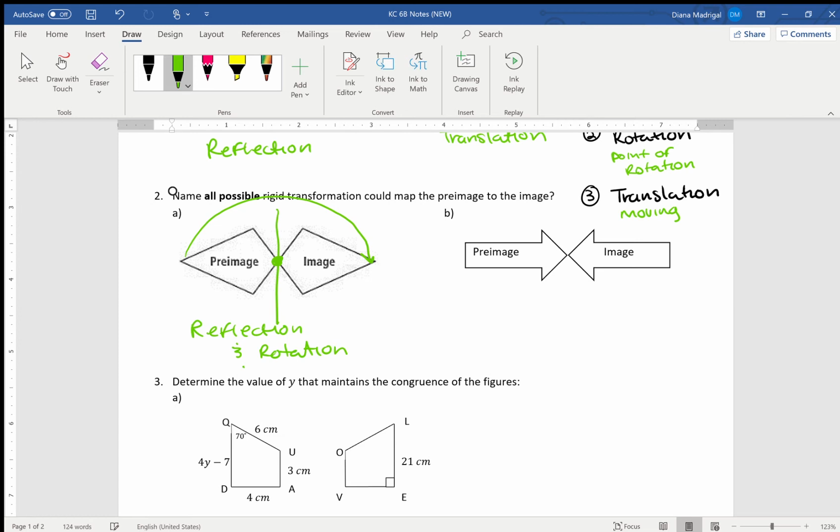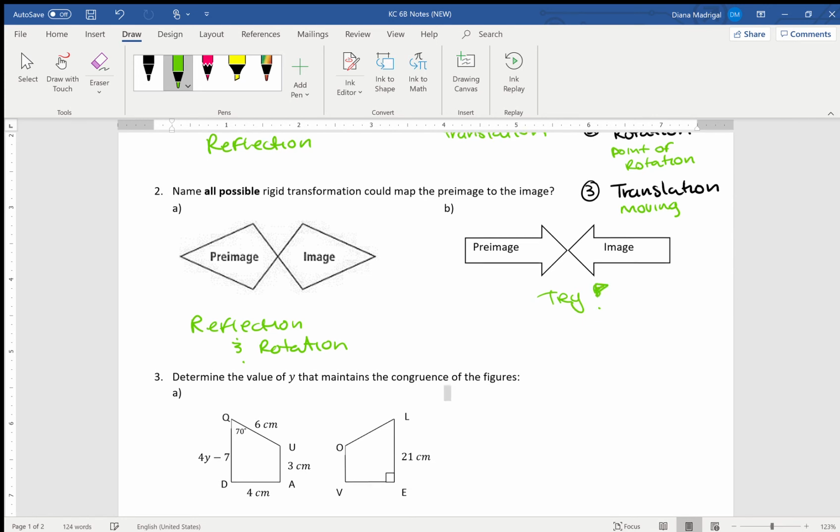Once again, if you're struggling understanding or seeing this, grab a piece of paper, trace the pre-image, grab your pencil, put it in the middle of the paper, and then literally just rotate your paper, and you're going to see that you're going to have a rotation for this one. Okay, so try number 2, and if you want me to check it, send me a picture.